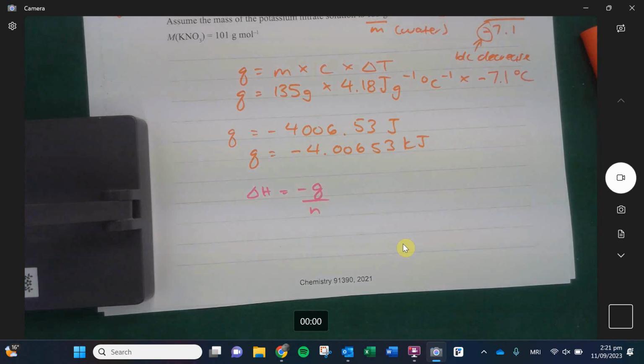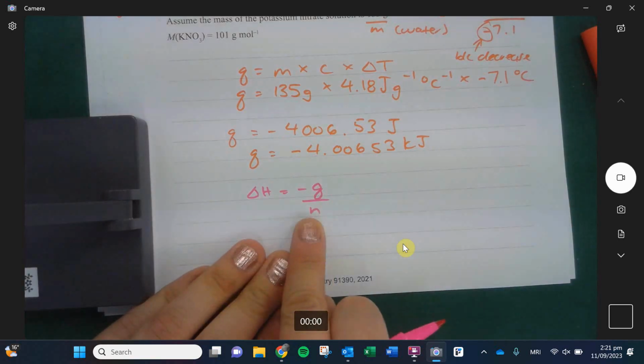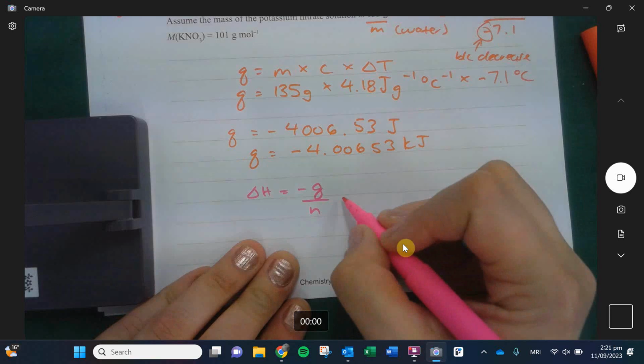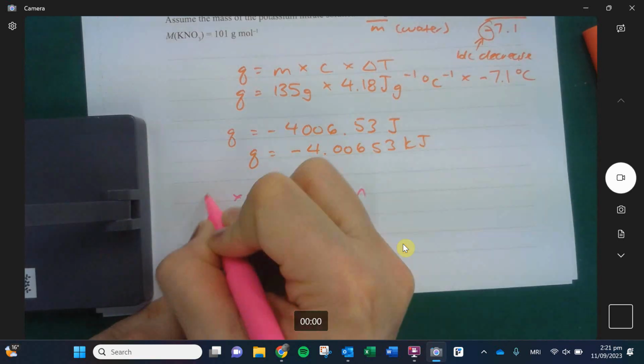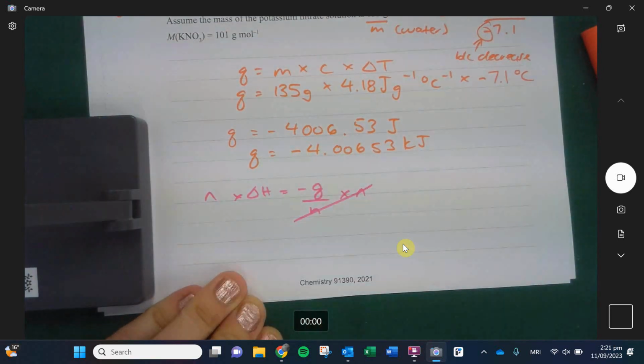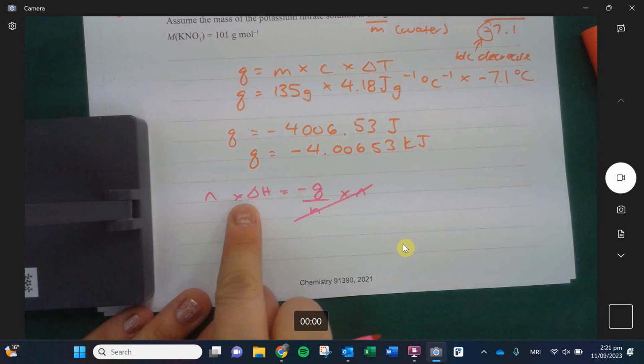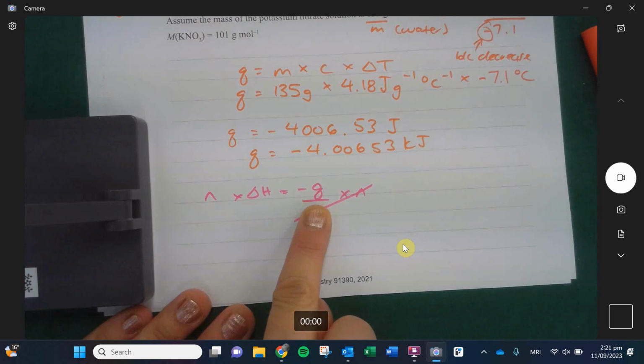You have two choices. You can plug in the numbers now and solve it mathematically, or you can move the variables around first and have it so that N equals the answer. Any preference? Move the variables around? Okay. So if I want to get rid of the N and put the N by itself, I want to multiply each side by N. The N's then cancel out. I get N times delta H equals negative Q.